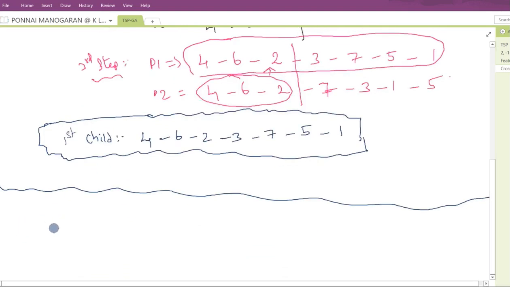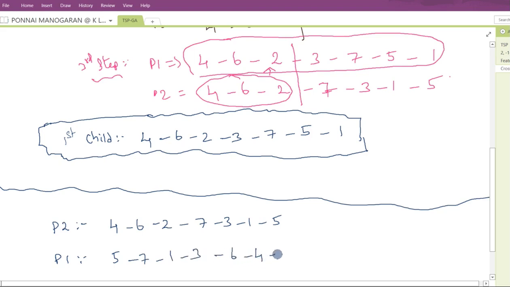For finding the second child, you just perform in reverse manner. You write the second parent first. What is the second parent? 4, 6, 2, 7, 3, 1, 5. I have just interchanged it for finding the second child. You take the same parents: 5, 7, 1, 3, 6, 4, 2. Again, we have already taken the crossover point at the 3rd location.